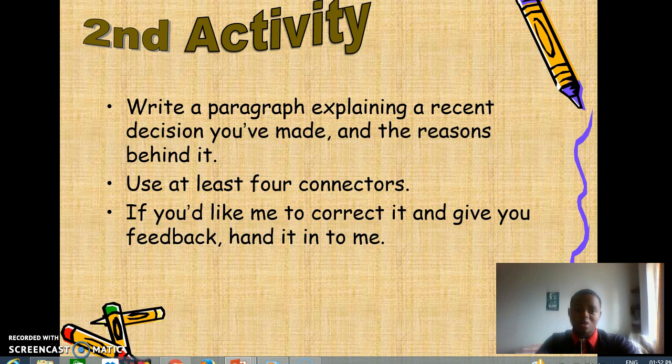And the second activity you can do on your own. So you basically have to write a paragraph explaining a recent decision you've made and the reason behind it. Use at least 4 connectors, and if you'd like me to correct it and give you feedback or corrections, you can hand it to me anytime.